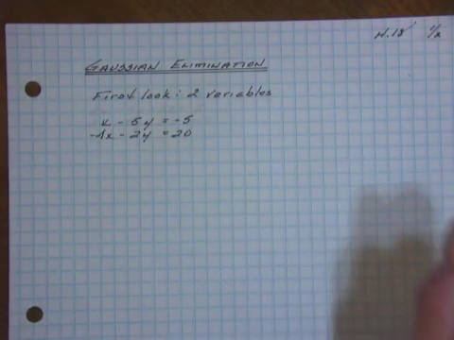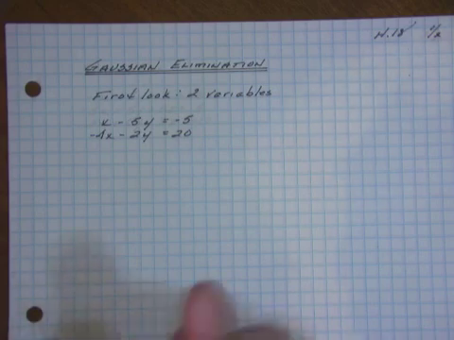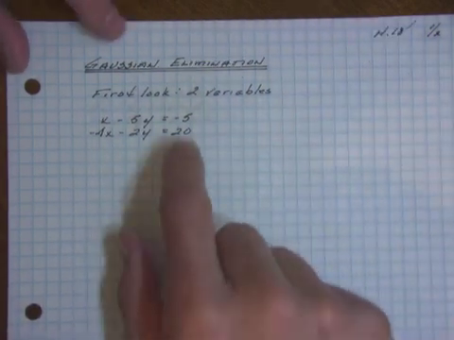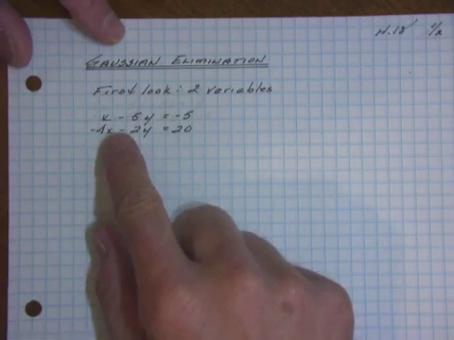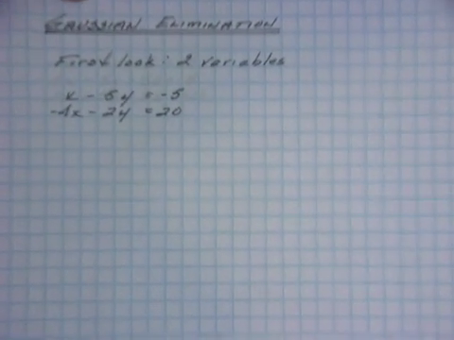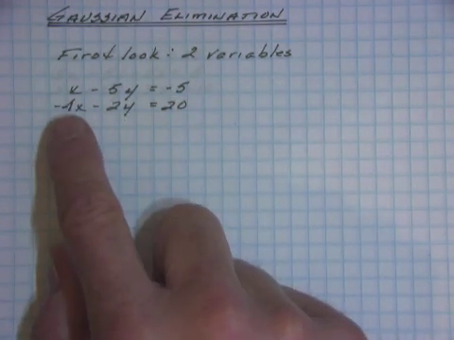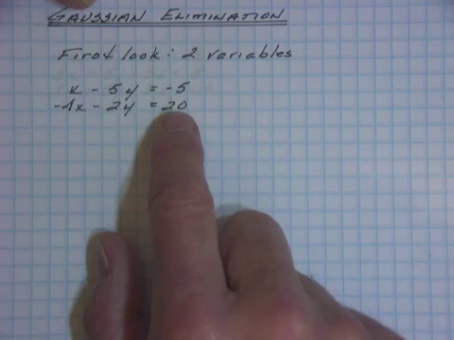Okay guys, today I got a real treat for you. We're going to be doing Gaussian elimination. Now, we're going to start this by first looking at a two-variable system. So I'm going to zoom in on this a little bit. I've got x minus 5y equals negative 5 and negative 4x minus 2y equals 20.